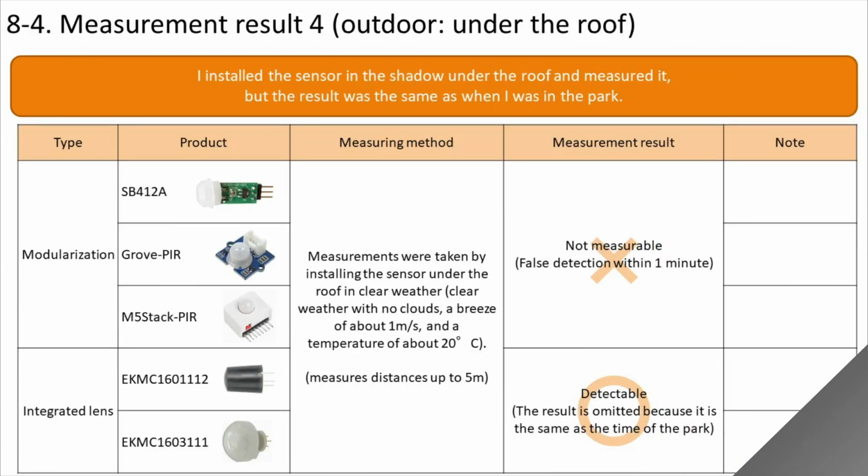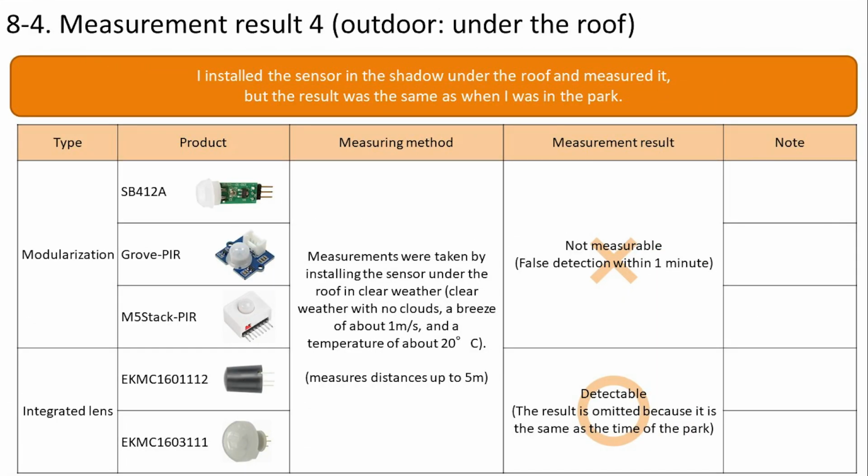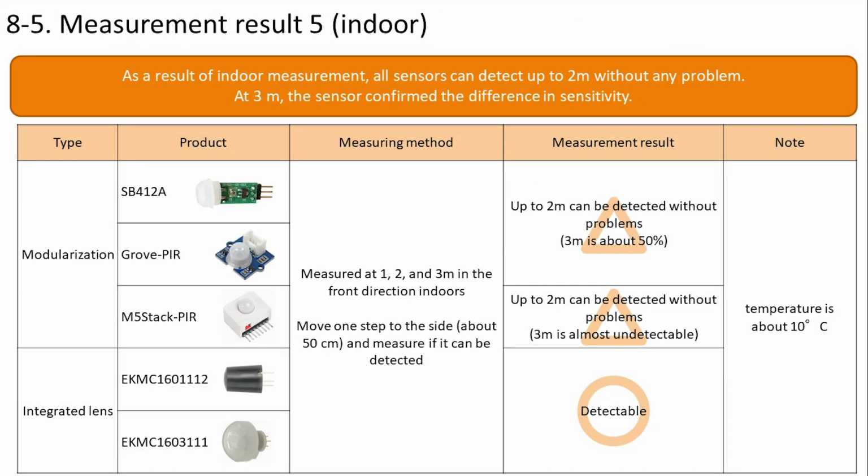Move on. Sensors are usually installed in shaded areas, such as under roofs, so we measured in that situation as well. The results were the same because the measurement points had the same conditions of sunlight. Even if the sensor is in the shade, I think it is difficult to use the 3 sensors outdoors. Move on. Then I measured it indoors.